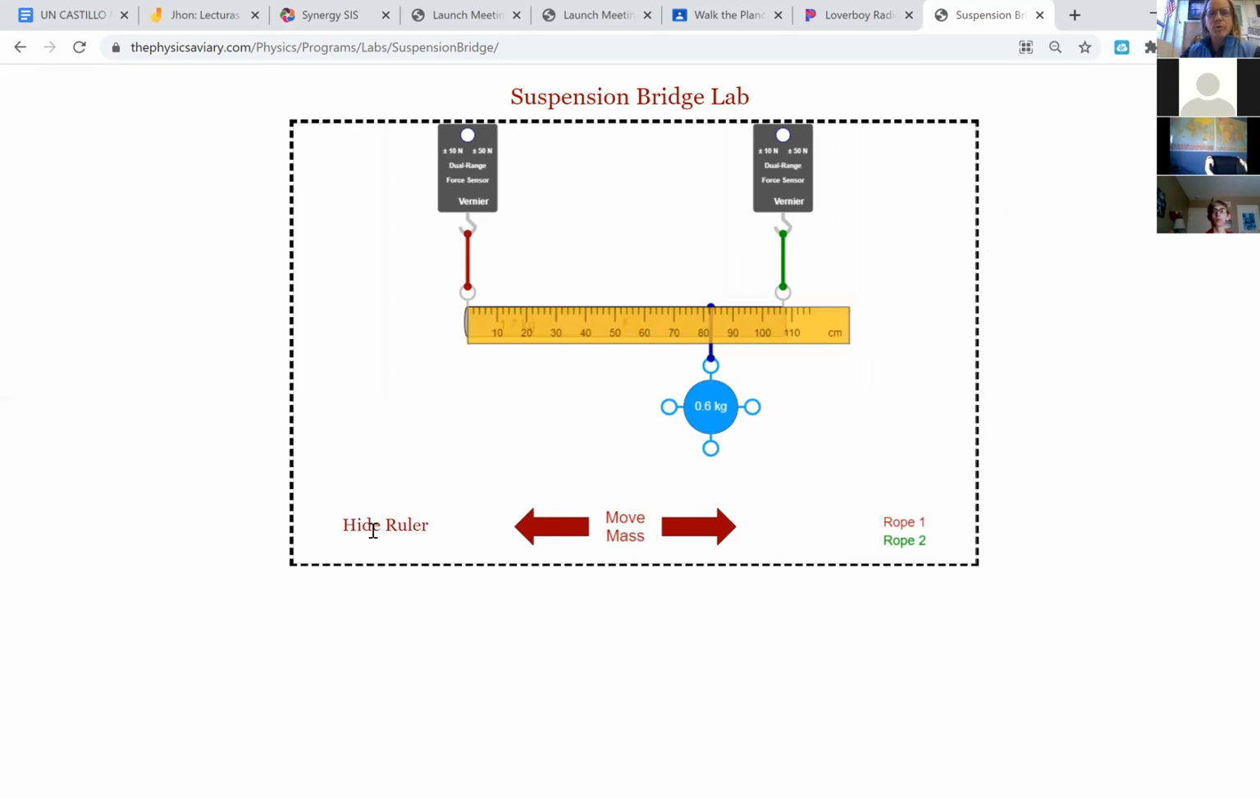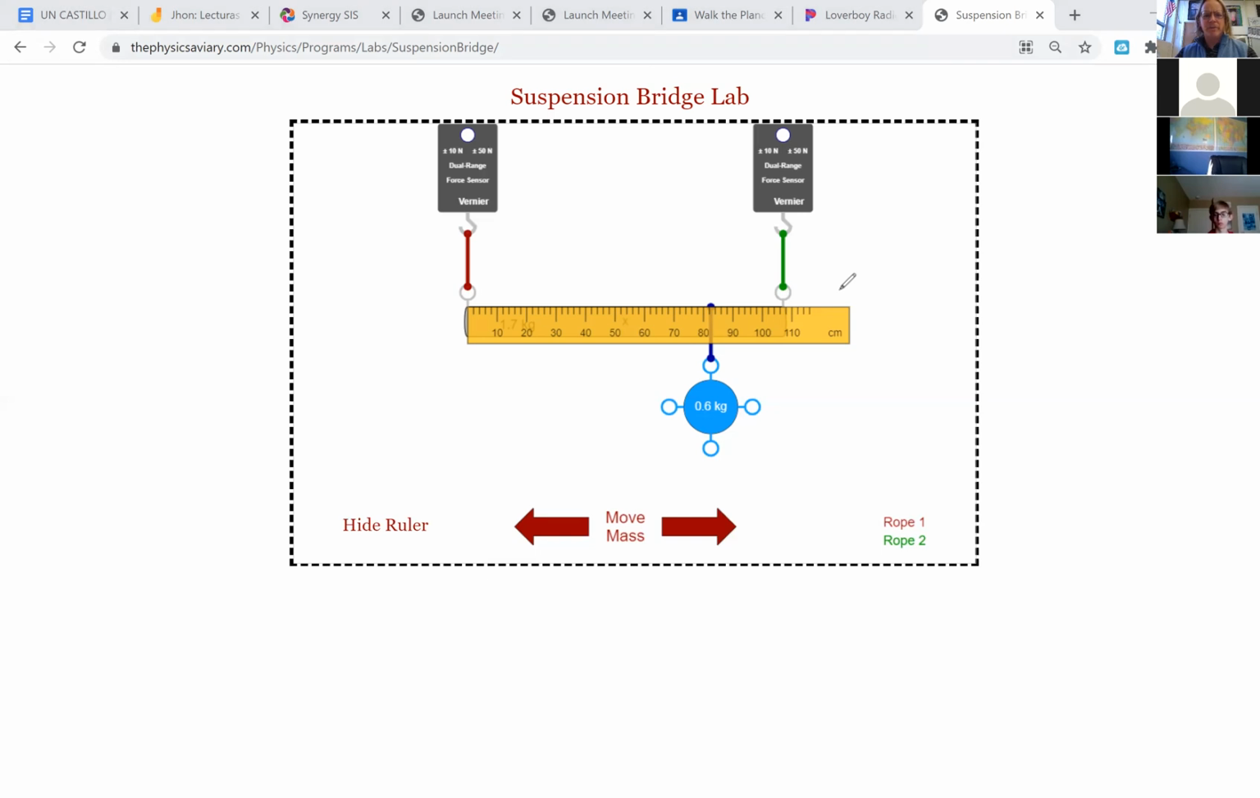So on my ruler, this is in centimeters. The center of mass of my gray thing is at not quite 54, because it goes by twos. It's 53.5, I think.